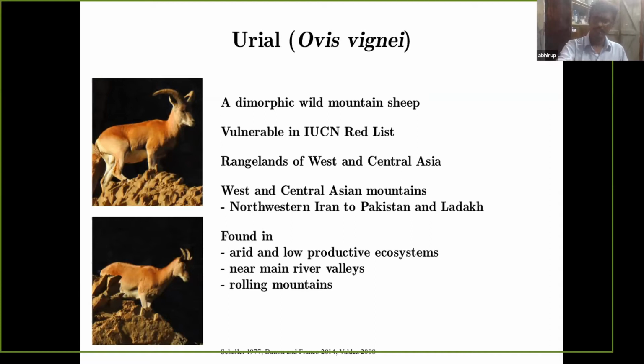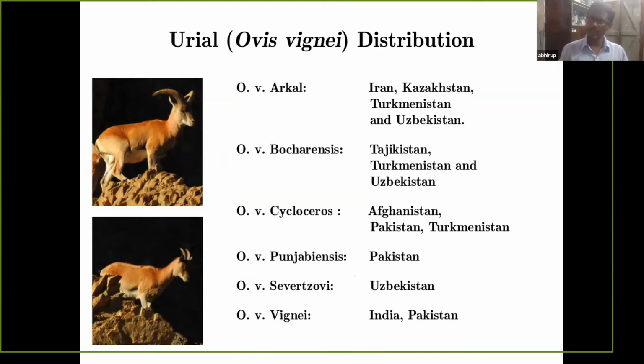Now their ranges are quite big. They are found from Iran to India, but arguably they have 6 different subspecies. There are a lot of controversies around these. People don't agree on the systematics, but you can see that the range of these Urial distributions is quite huge, like from Iran, Kazakhstan, Turkmenistan, Afghanistan, Pakistan, India. So it's quite widespread, but it's one of the most vulnerable wild ungulates at the same time.